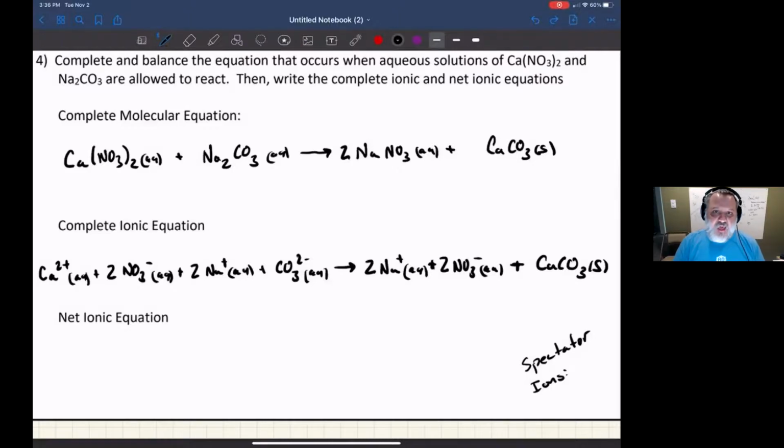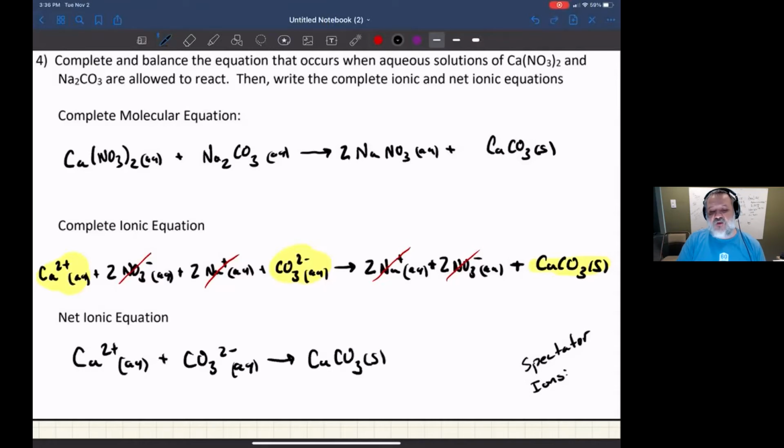Now, how do we get to the net ionic equation? What we're going to do is cancel out anything that appears on both sides of the reaction. I've got sodium ion and nitrate ion aqueous on both sides, so that's what I'm going to cancel out. What's left is my net ionic equation. So I've got calcium 2 plus and CO3 2 minus yields calcium carbonate. That's my net ionic equation. So the two aqueous ions come together to form something that's insoluble. That's the net chemistry that happens in the equation from the beginning.